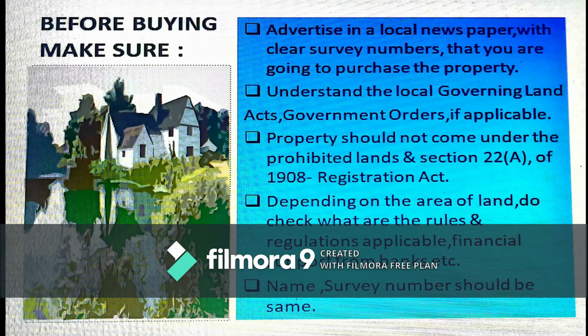Before buying, make sure to advertise in a local newspaper with clear survey numbers that you are going to purchase the property. Understand the local governing land acts, government orders if applicable. Property should not come under the Prohibited Lands and Section 22A of the 1908 Registration Act. Depending on the area of land, do check what are the rules and regulations applicable. Financial support from banks, etc. Name and survey numbers should be the same.